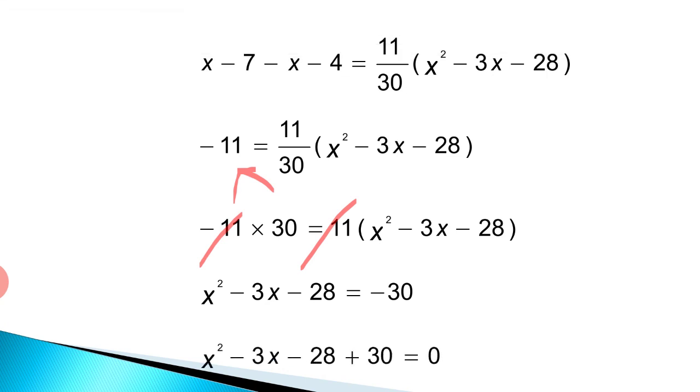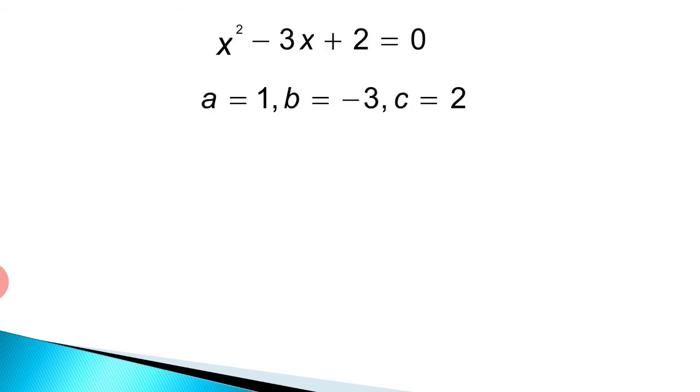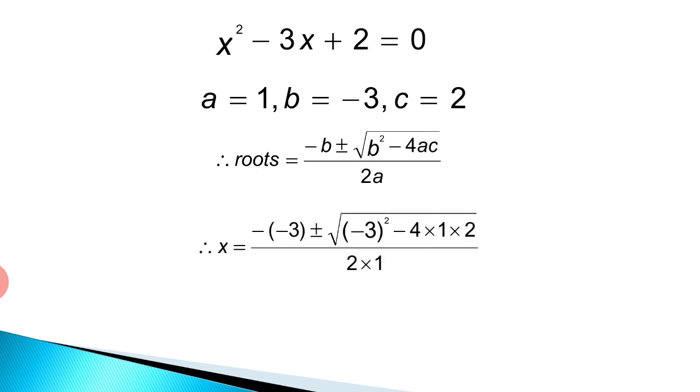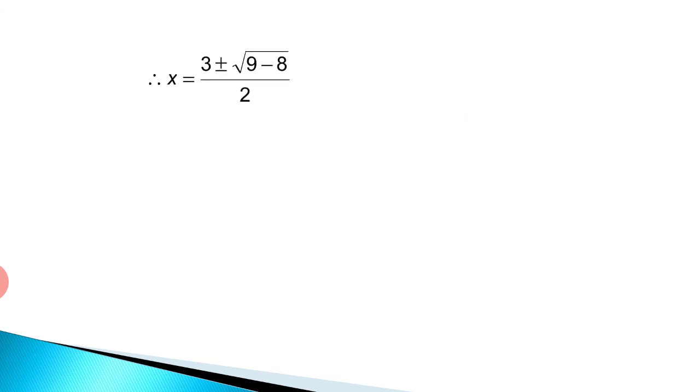So x square minus 3x minus 28 is equal to minus 30. Transposing minus 30 to LHS, you will get plus 30. So x square minus 3x minus 28 plus 30 is equal to 0. So we get then x square minus 3x plus 2 is equal to 0. Now a is equal to 1, b is equal to minus 3, c is equal to 2. Again the quadratic formula, substitute the values. So here minus 3 square will be 9 and 4 into 1 into 2, so it will be 8. So x is equal to 3 plus minus square root of 9 minus 8 upon 2. Now it is under root of 1. So you get 3 plus minus 1 upon 2.